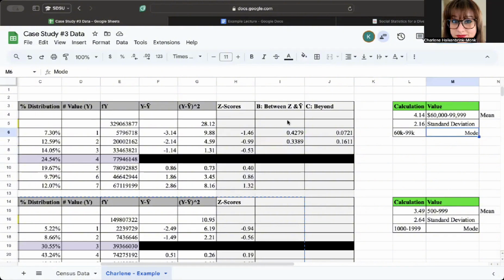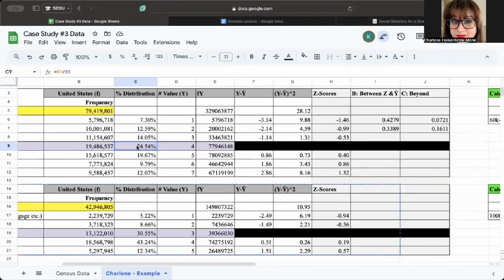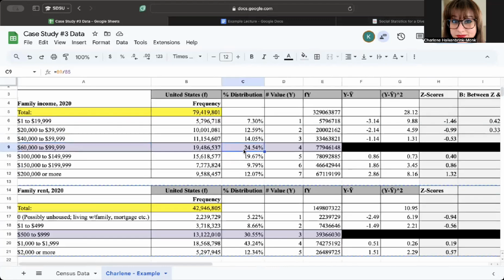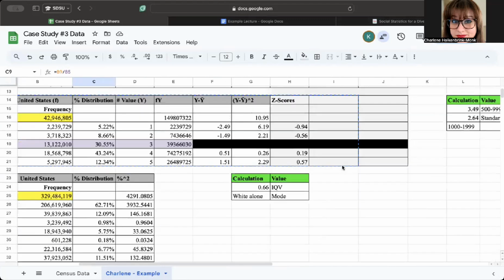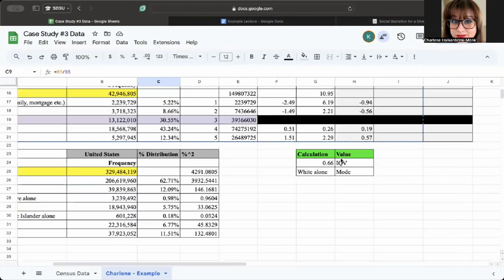And as a reminder, the mode is just the one with the highest frequency or the highest percentage. So if you can just take a quick glance at this, you can see which one is your mode. Okay, so like I said, I didn't want to go through too much on here.